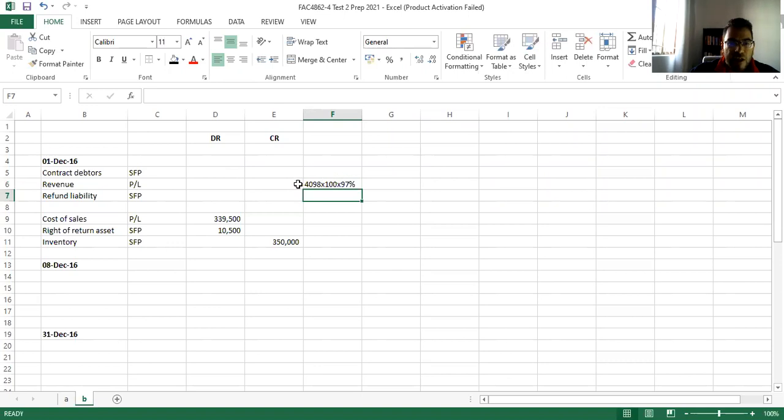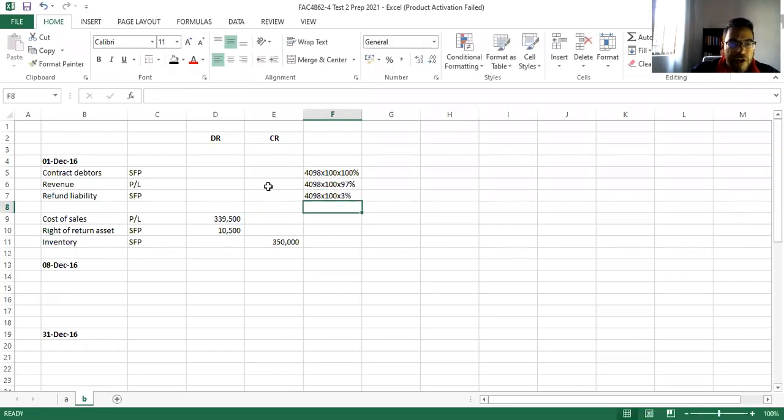So that is how you're going to calculate it. Over here, if I can just drag that up and drag this down, it's going to be exactly the same, but debtors, the 100% goes to debtors. For refund liability, 3% goes to refund liability.